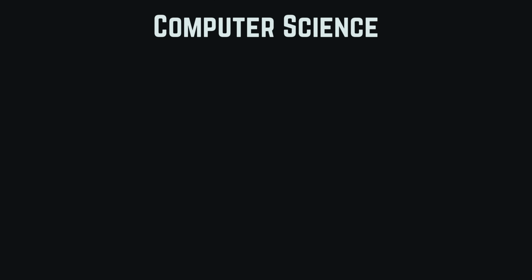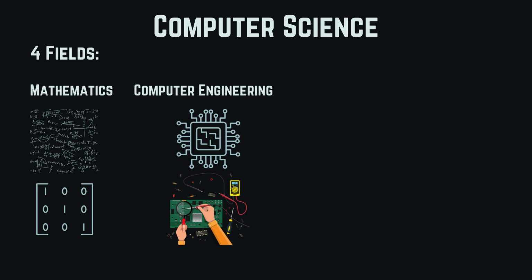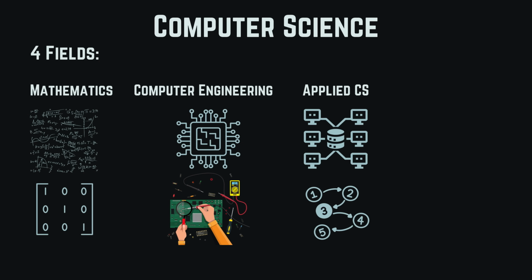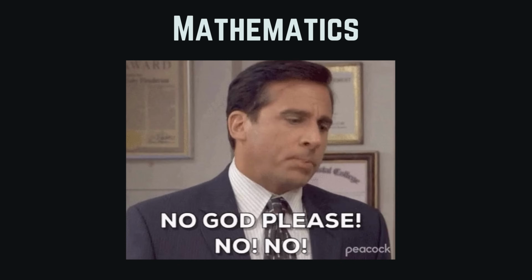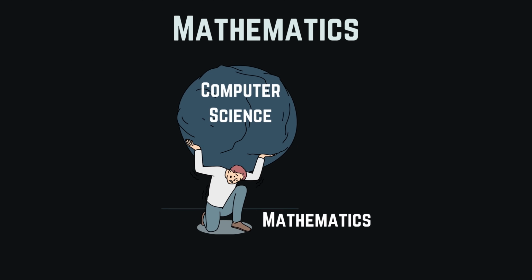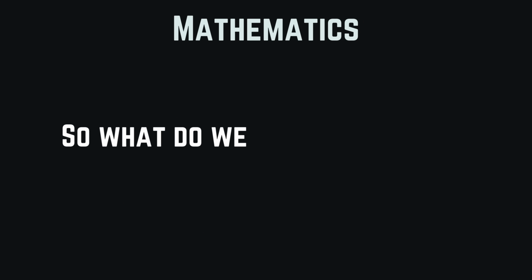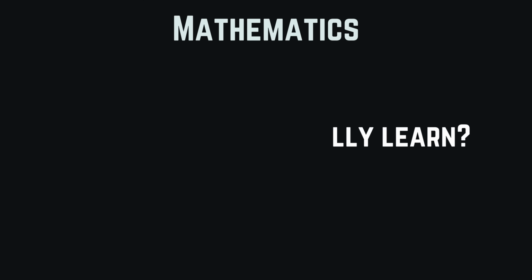The computer science degree can be summarized in 4 main fields: mathematics, computer engineering, applied computer science, and theoretical computer science. Alright, let's start with math. I know some people love it and some people hate it, but math is a very important aspect of computer science. So what do we actually learn in these math classes, you might ask?